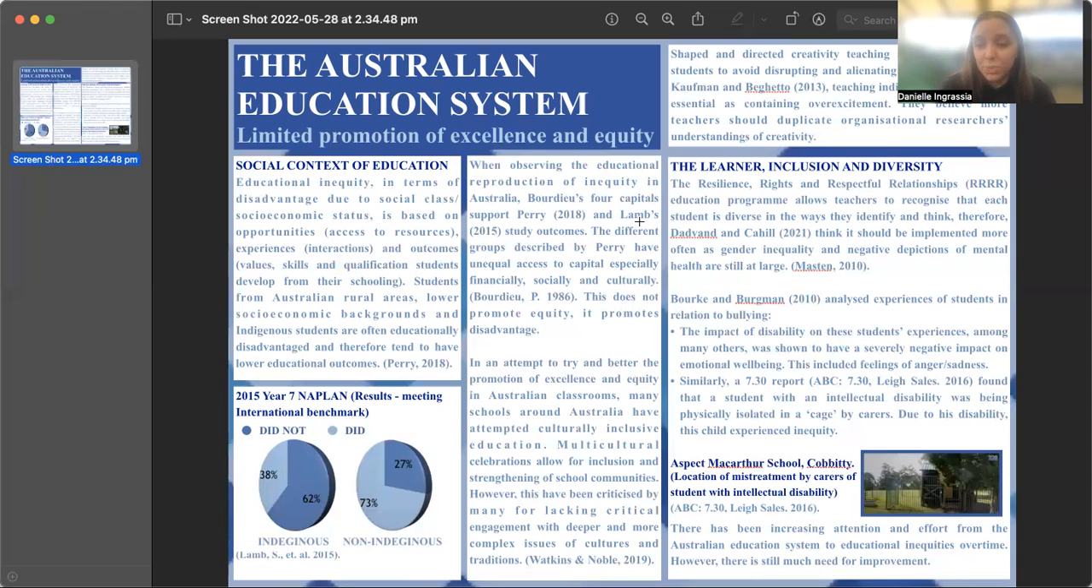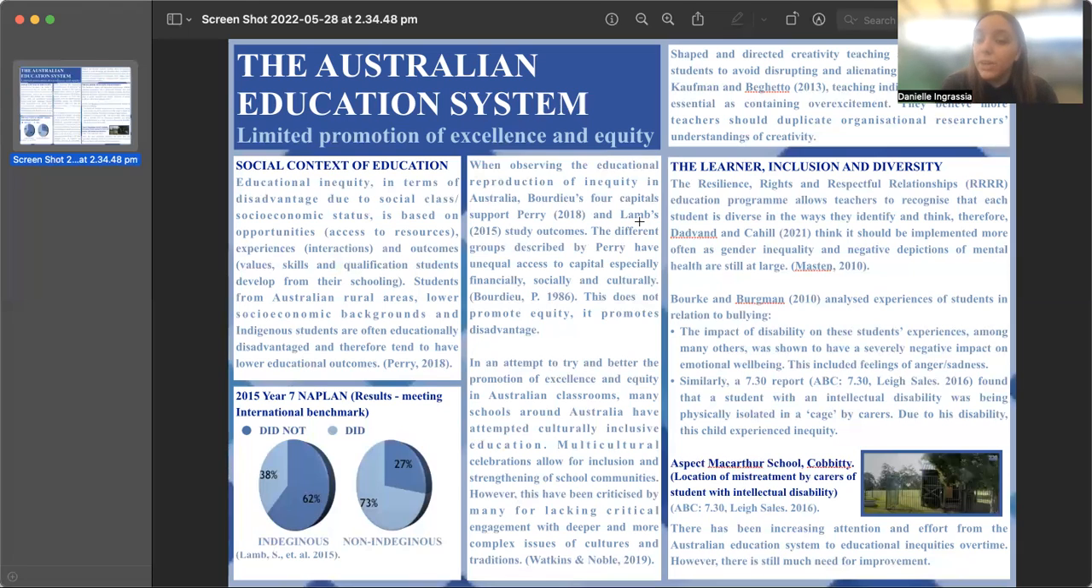Additionally, there was no engagement or questioning with critical thinking skills, or exploration of deeper and more complex issues of cultures and traditions from all over the world. This does not allow students to learn about themselves or even others in a genuinely and culturally enriching way. This does not promote culturally inclusive education and therefore limits equity in classrooms in Australia. Shaped and directed creativity teaching allows impulsive students to avoid disrupting and alienating others, whilst also promoting excellence.